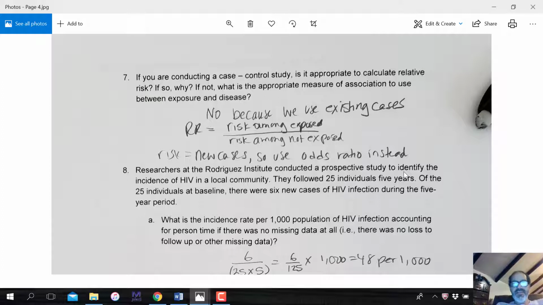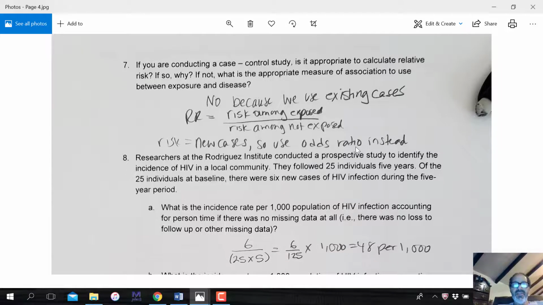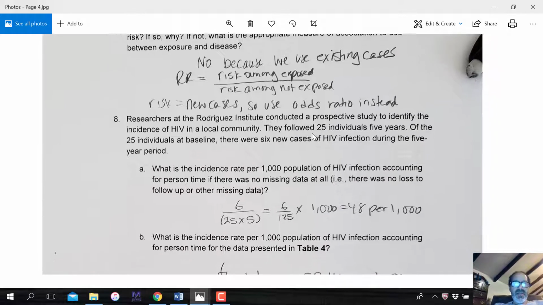So we're going backwards in time. So relative risk doesn't make sense. Instead of using relative risk, you use the odds ratio, because the odds ratio doesn't matter if you're going forward or backwards. So that's what that is.